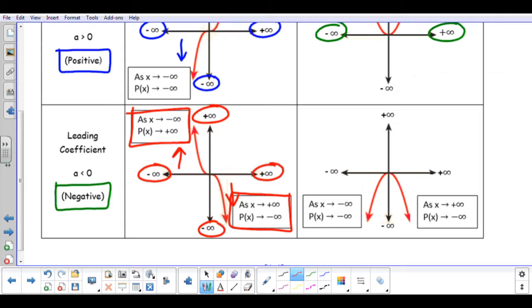Then when we have an even degree, the same thing, it is going to be opposite. So even though I have a negative x and a positive x, both of the y's are going to be growing downward to the negative direction.